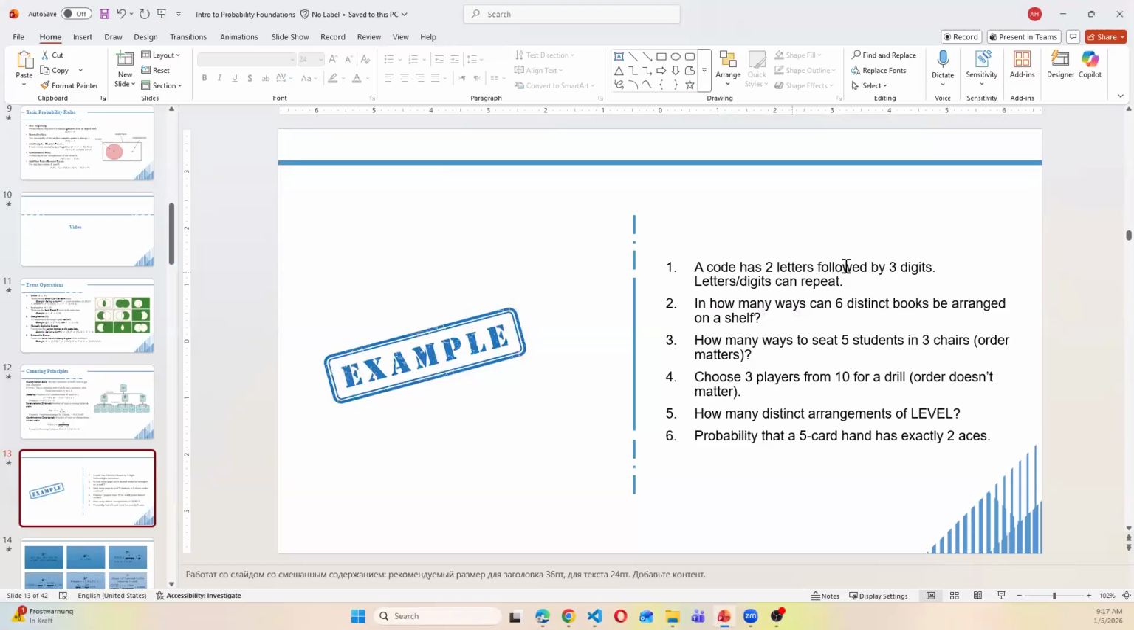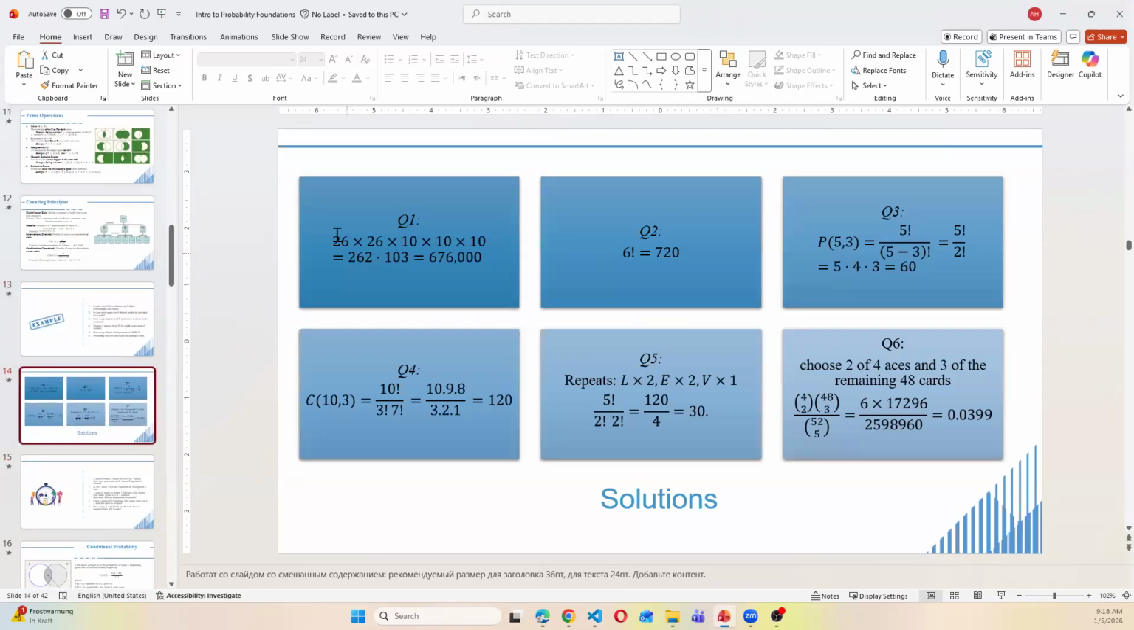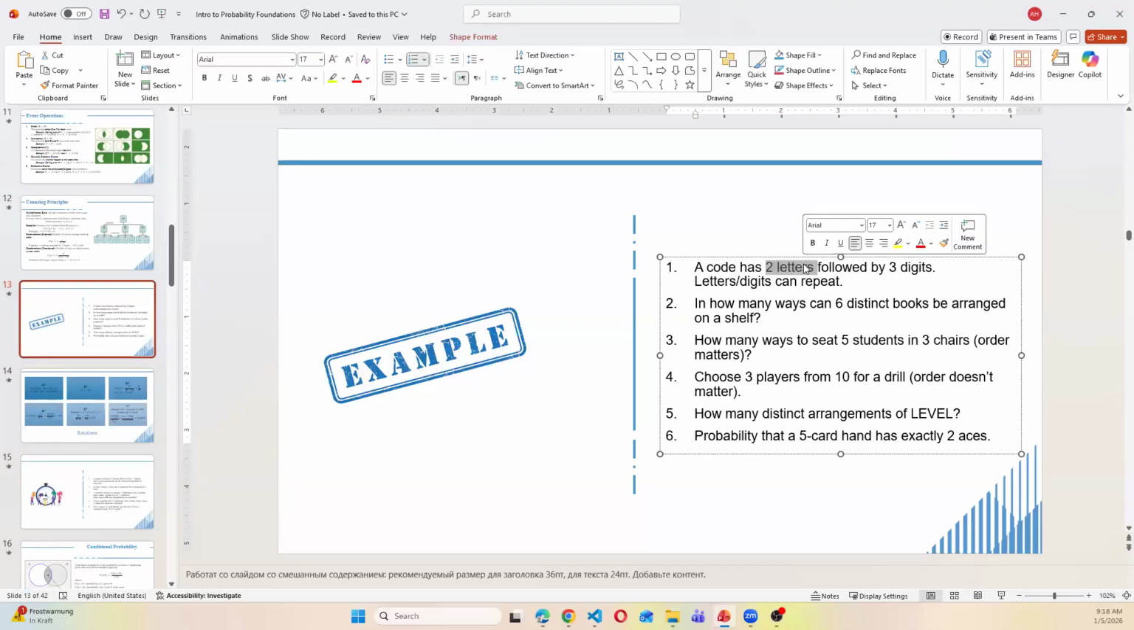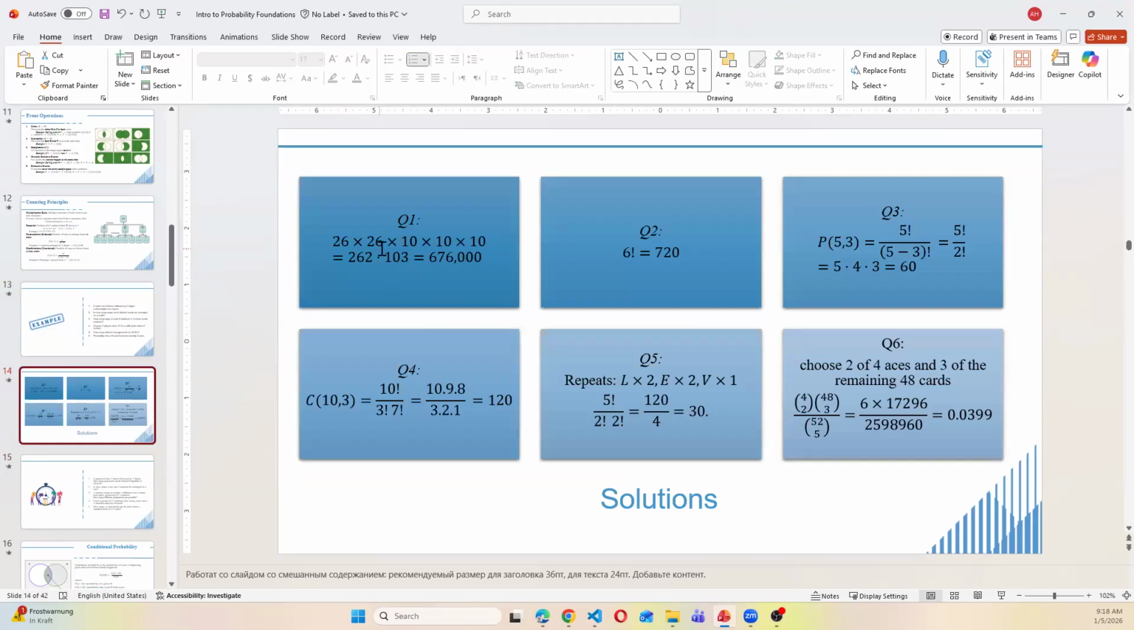A code has 2 letters followed by 3 digits. Letters and digits can be repeated. In how many ways can 6 distinct books be arranged on a shelf? So first of all, if we go with the first question, a code has 2 letters followed by 3 digits. It's multiplication. We have 2 letters, and letters in English is 26, so we have 26 times 26, followed by 3 digits. In digits we have 10, from 0 to 9, so 10 multiplied by 10 multiplied by 10. So you can see 26 multiplied by 26 multiplied by 10 multiplied by 10 multiplied by 10.